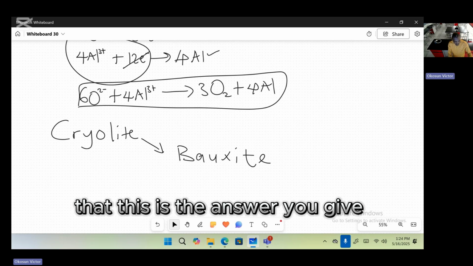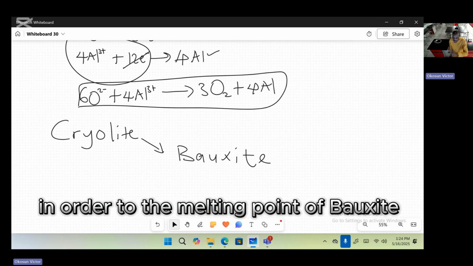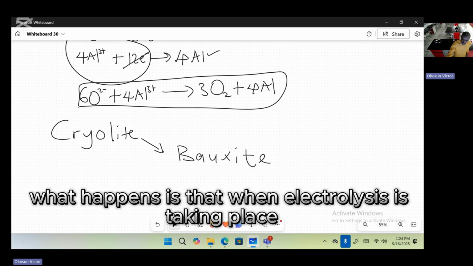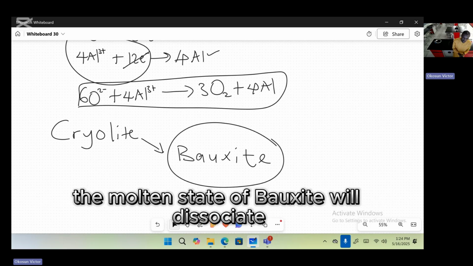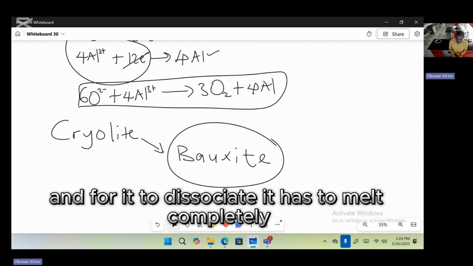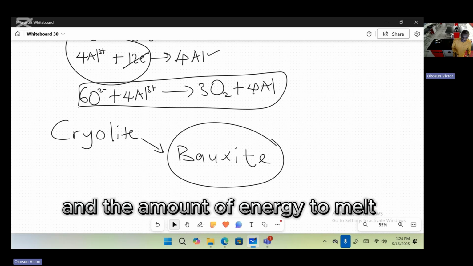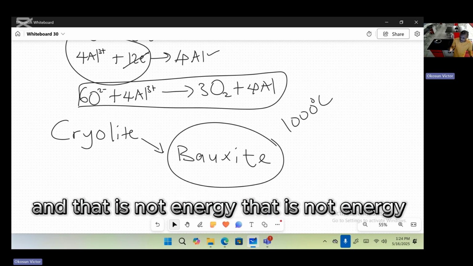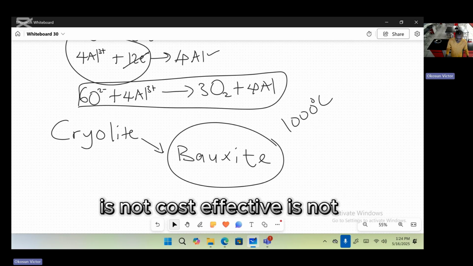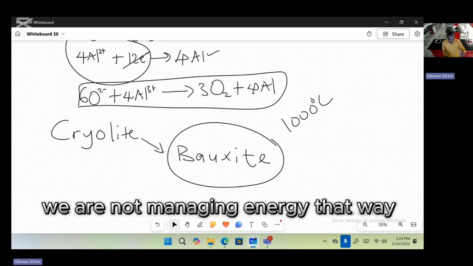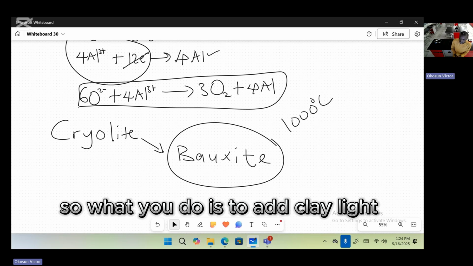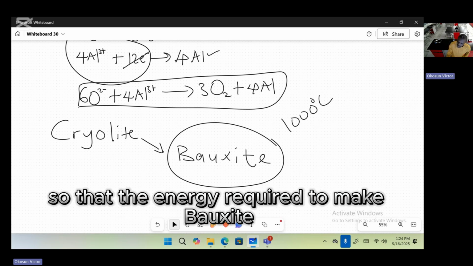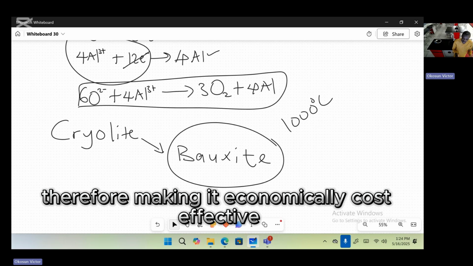Now this is the answer you give. We add cryolite to bauxite in order to reduce the melting point of bauxite. Now what happens is that when electrolysis is taking place, the molten state of bauxite will dissociate. And for it to dissociate, it has to melt completely. And the amount of energy to melt bauxite is over 1000 degrees centigrade, and that is not cost effective. So what we do is add cryolite so that the energy required to melt bauxite will be very low, therefore making it economically cost effective.